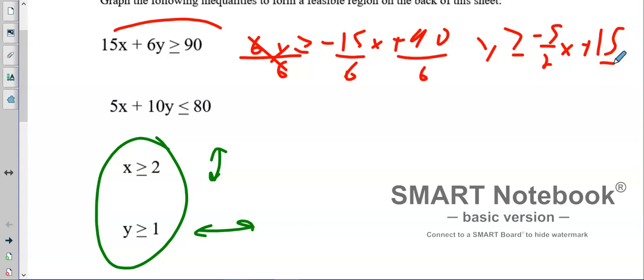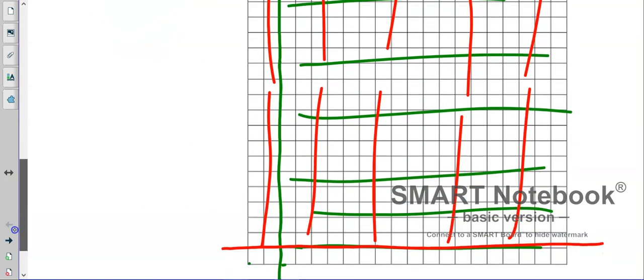Otherwise, you could do the cover-up method. So we cover up the x, and we divide 6 into 90, we get y is 15. All right? So y is 15 means I plugged in a 0 for x and got 15 for y. If I cover up the y and I divide 15 into 90, okay, that gives me 6. So that'd be 6 comma 0. All right? So either way, I can go to 0, 15, and 6, 0.